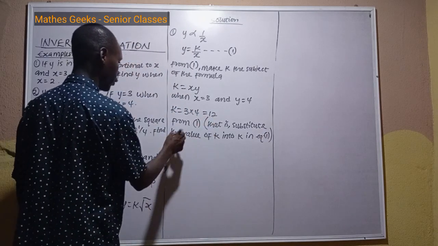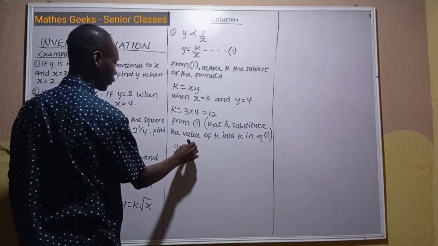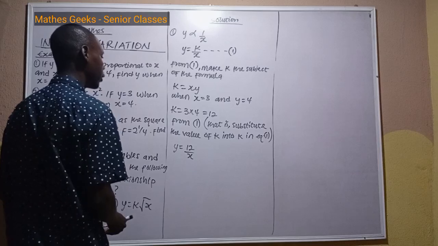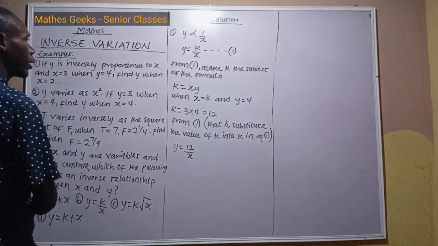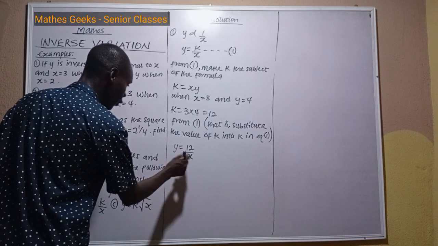So into equation 1, from 1, y is equal to 12 over x. So this is the relationship between y and x.